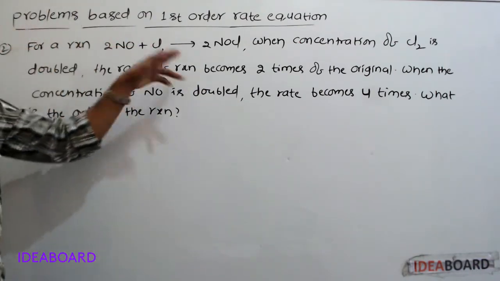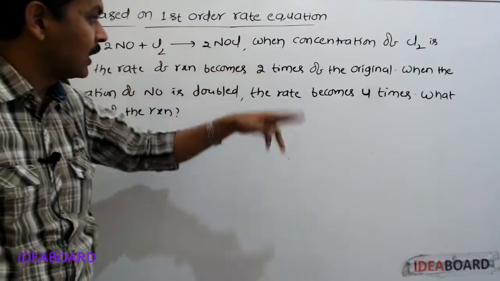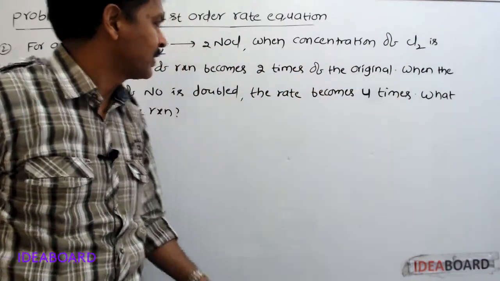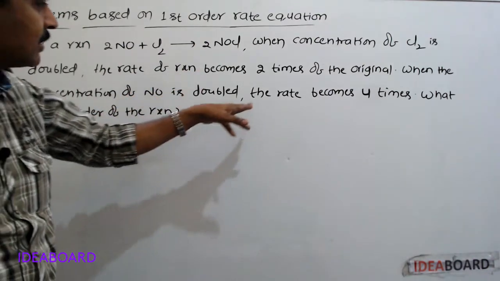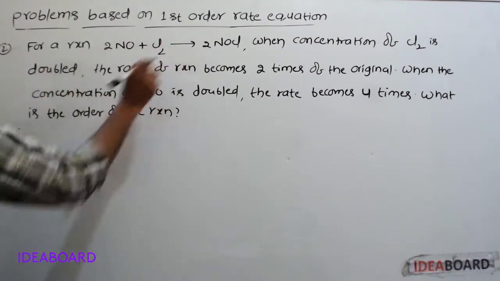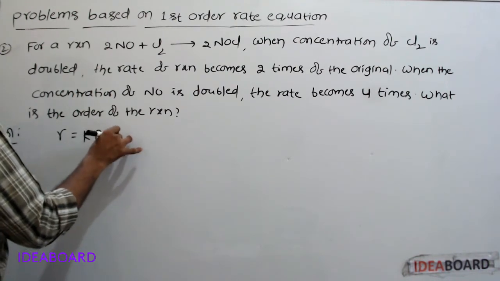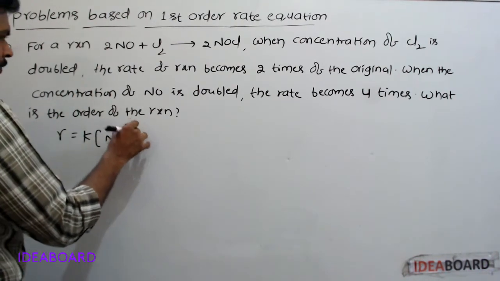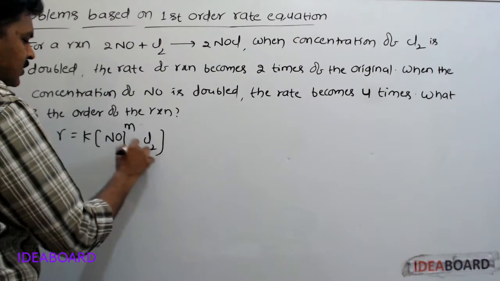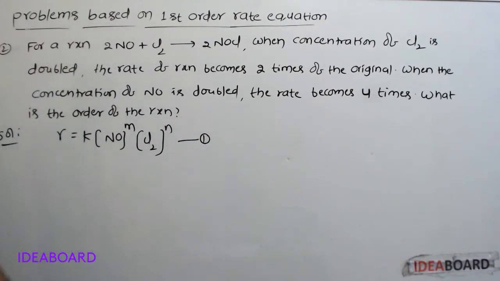For the given reaction, rate is equal to k into NO concentration power m into chlorine concentration power n. I am taking this as the first equation.